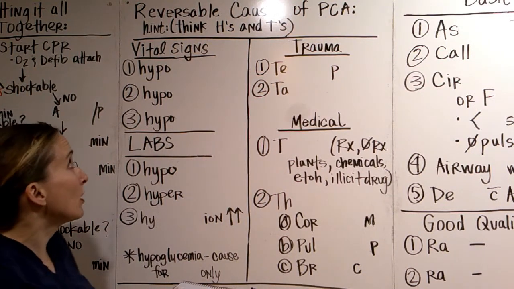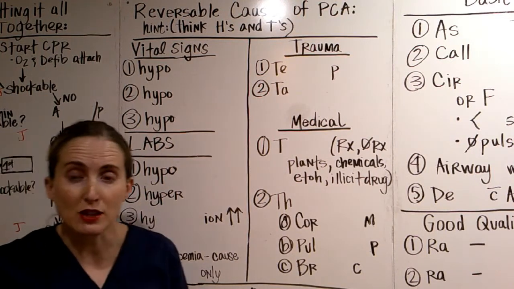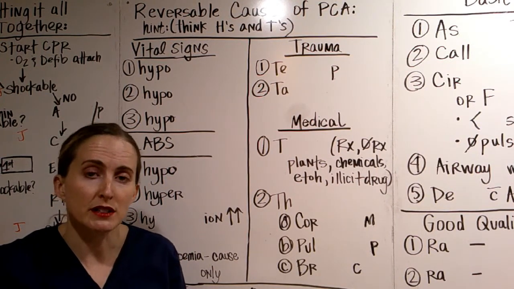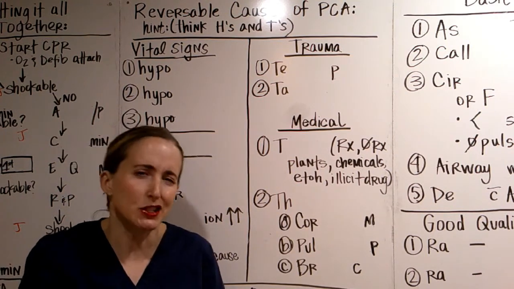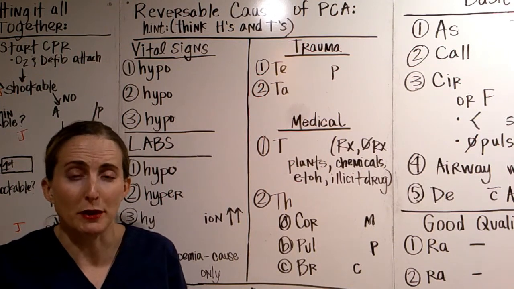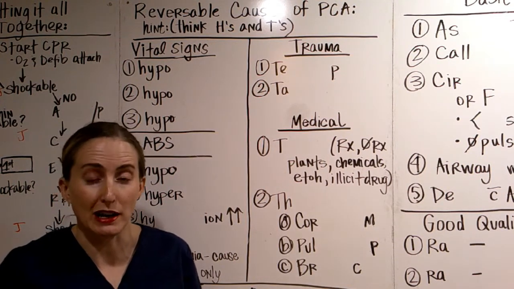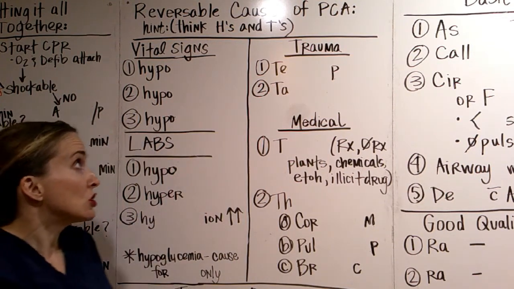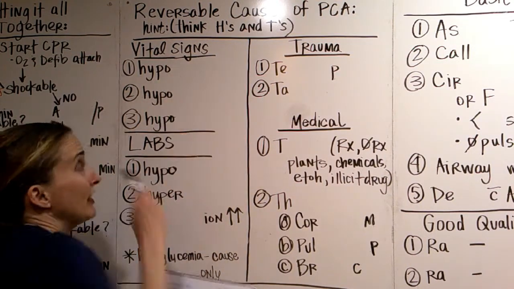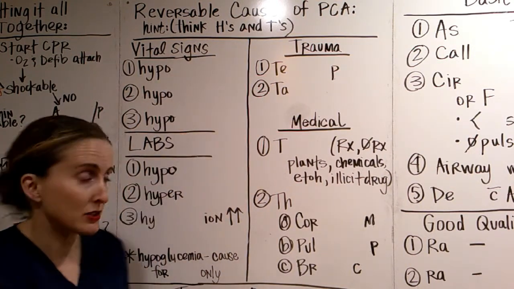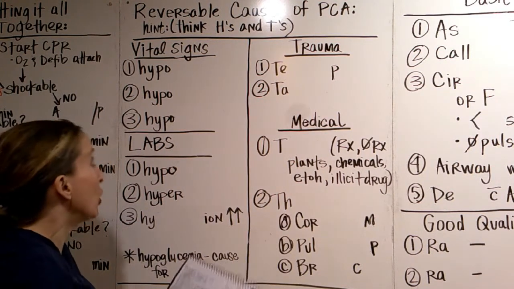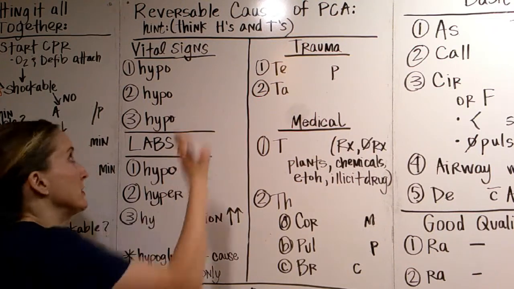So let's talk about our reversible causes. All of these rhythms, all 4 rhythms, are caused by something that is potentially reversible, but then when it goes too far without being corrected, it's kind of hard to correct it at the very end, right? So but let's talk about our reversible causes, and they all start with an H or a T. So easy to remember. Now we have our vital sign causes, okay? Those have to do with our vital signs, okay?